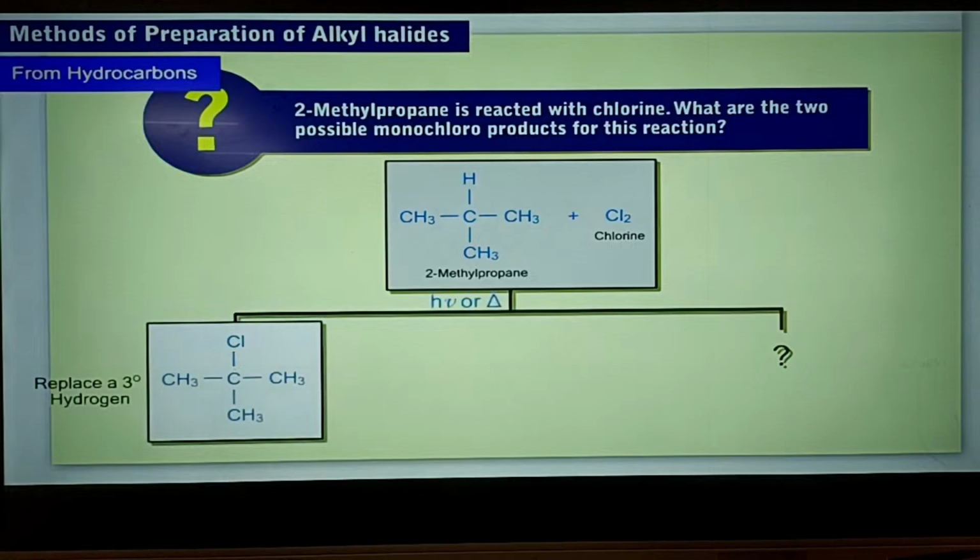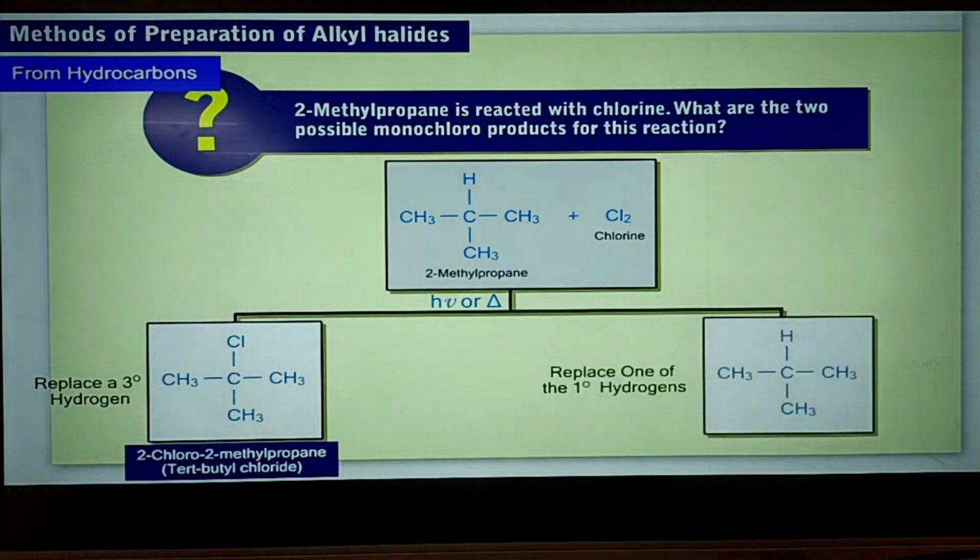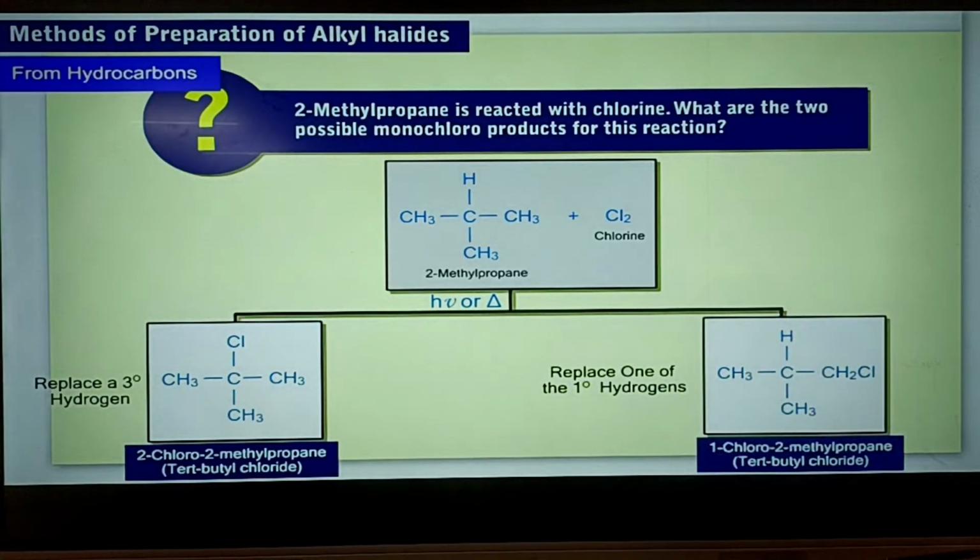Replacing the tertiary hydrogen produces 2-chloro-2-methylpropane, or tertiary butyl chloride. Replacing one of the primary hydrogens yields 1-chloro-2-methylpropane, or isobutyl chloride.